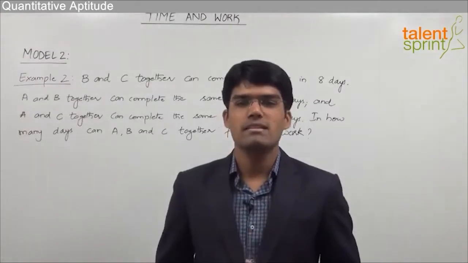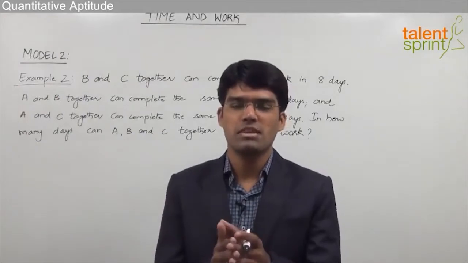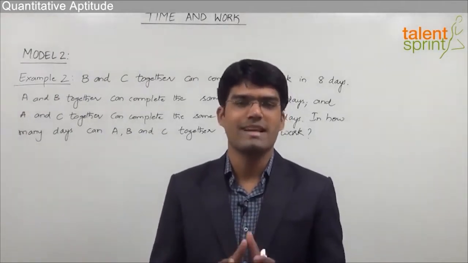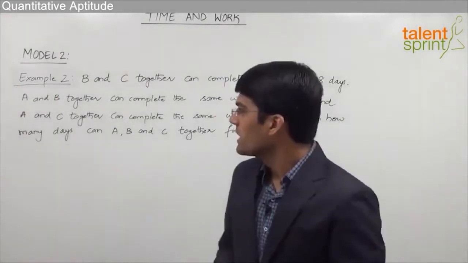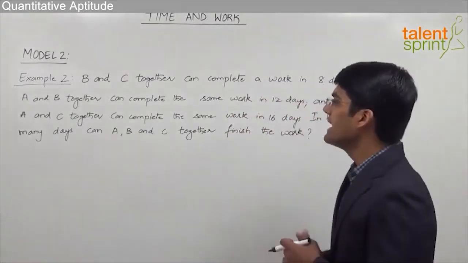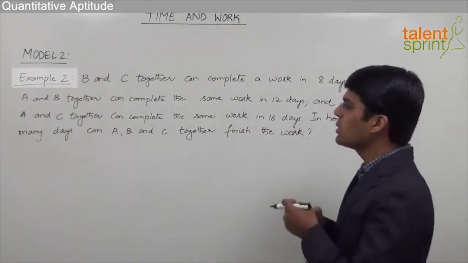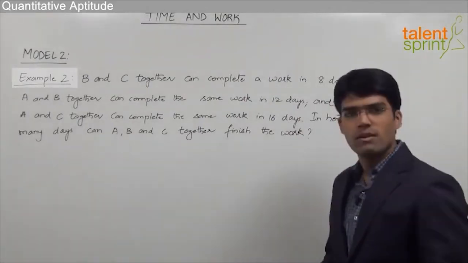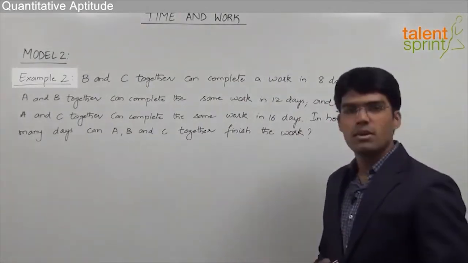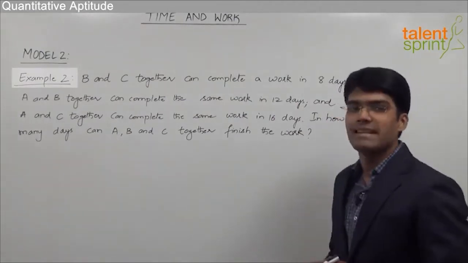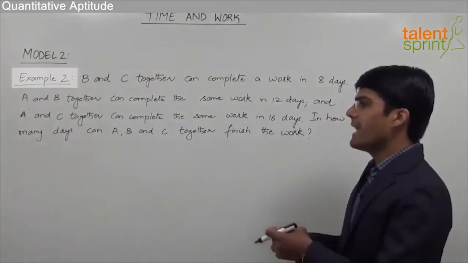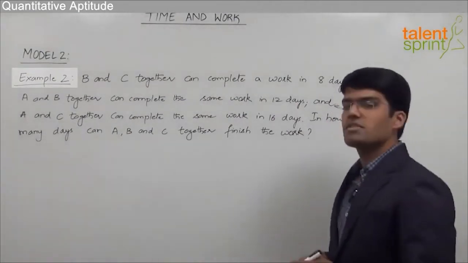Let us now take another typical example from time and work which can be solved based on the same concept, that is 1 day's work. Let us look at the question here. B and C together can complete a work in 8 days, A and B together can complete the same work in 12 days, and A and C together can complete the same work in 16 days. So in how many days can A, B and C together finish the work?